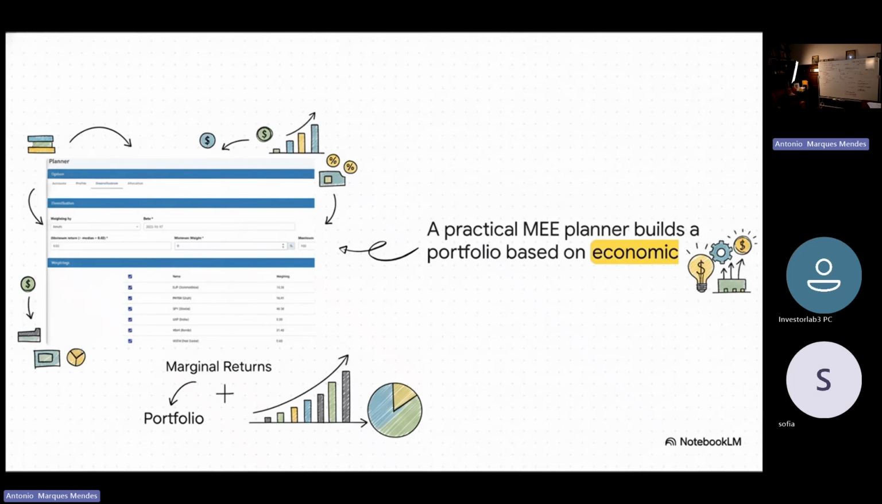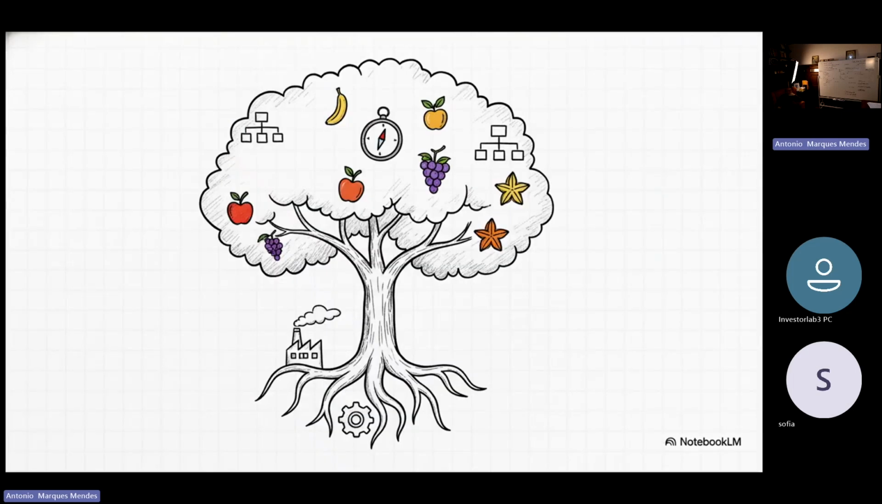This isn't some black box spitting out numbers based on historical correlations. It's a planner that helps you allocate your capital based on real economic efficiency, ranking your options by their marginal returns, and building a portfolio from the ground up, brick by brick. At the end of the day, MEE is really about a return to common sense. It's about bringing diversification back to what it should have been all along, that perfect meeting point where the economics of a business and the strategy of an investor finally come together.